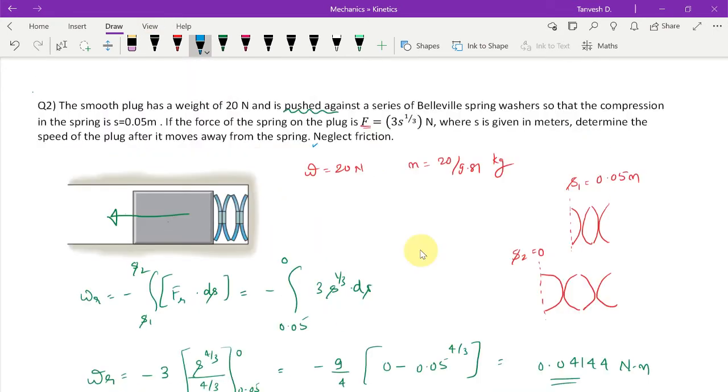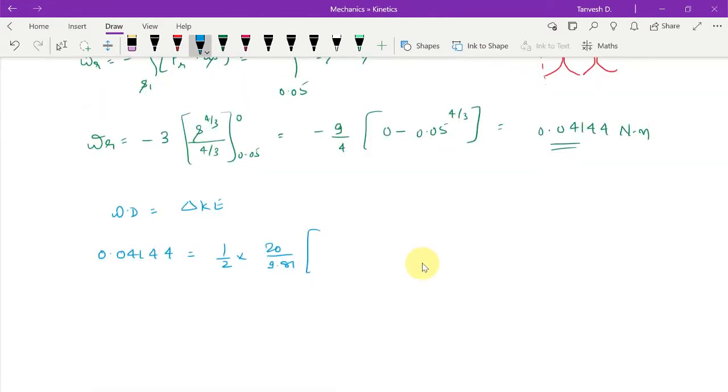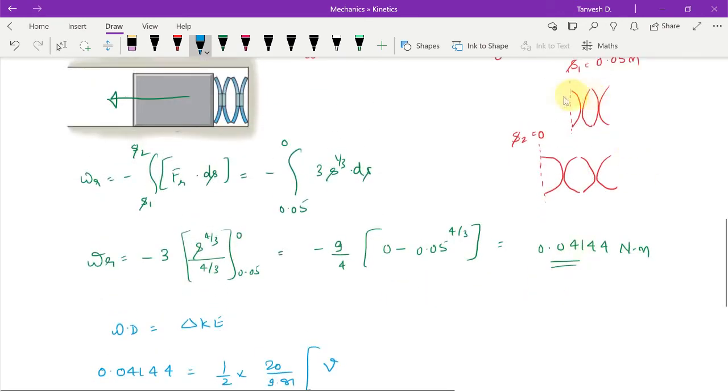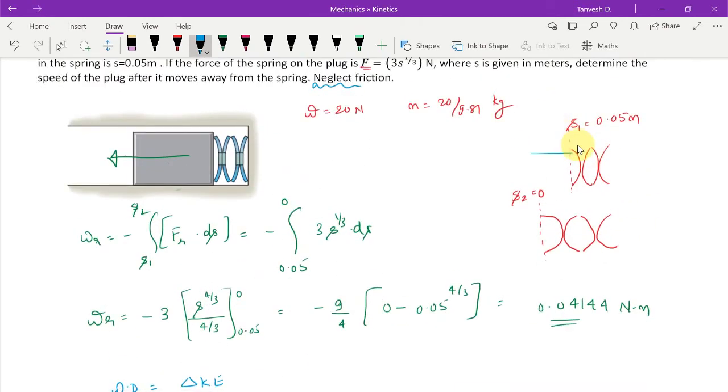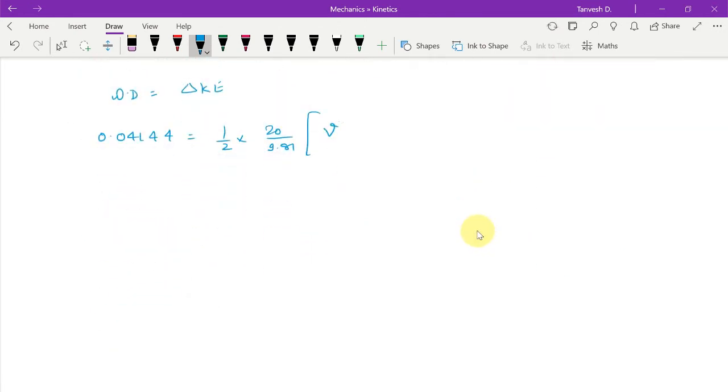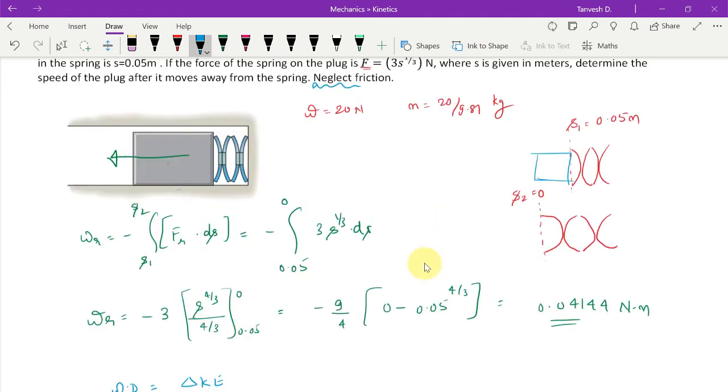And since we are neglecting the friction, there is no frictional force, hence after the spring pushes this plug, there is nothing that is going to stop it, right? So the final velocity, we won't consider it to be 0. There is some final velocity. However, the initial velocity when the block is at this position is 0, right? So the initial velocity is going to be 0, and if you solve this, you will get V as 0.2016 meters per second.